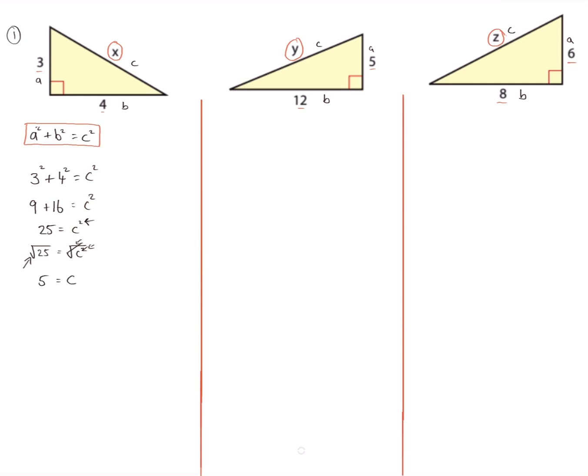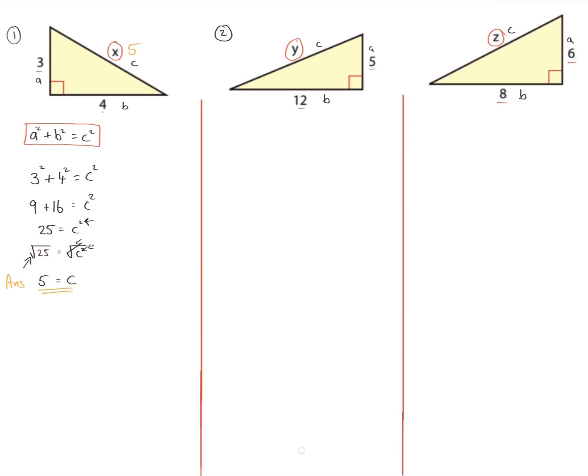So 5 is equal to C. So that is our answer. Our answer is 5. So up here, x is 5. Because we found out that the length of this side, the long side, which is also called the hypotenuse, is 5. All right, let's have a go at question 2.